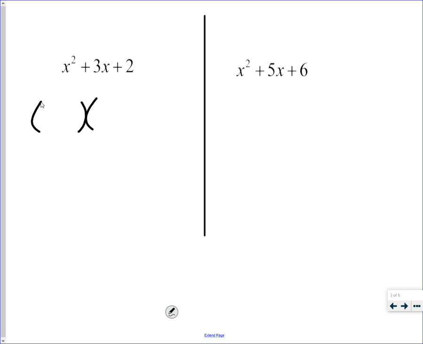So, 2 sets of parentheses. And again, this x squared tells me it's going to be an x times an x. This tells me they're both going to be addition. Numbers that multiply to be 2 and add to be 3. We don't have a lot of numbers that multiply to be 2. The only positive numbers that multiply to be 2 are 1 and 2. And 1 plus 2 is 3. So I'm going to have a 1 here and a 2 here. Check it with FOILing if you're not sure, but that does work.